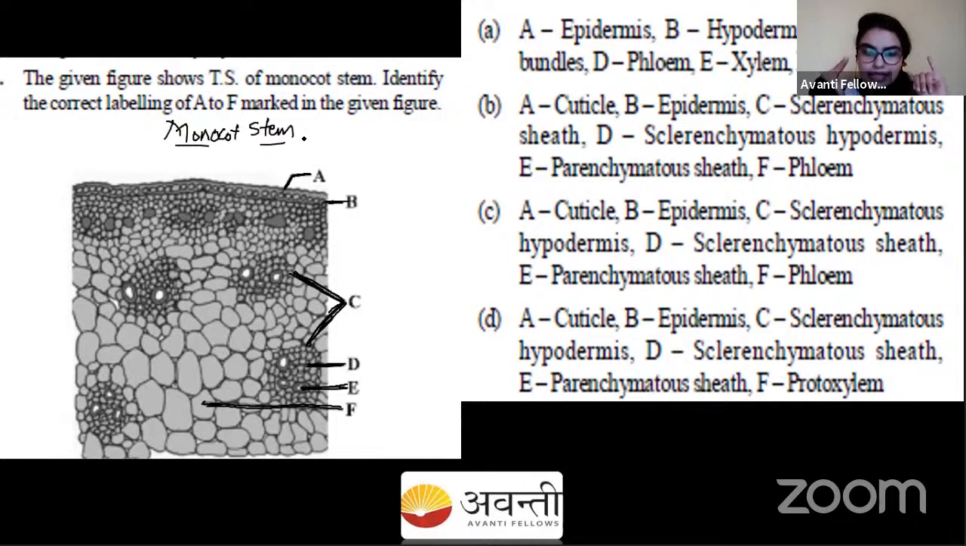Stele had pericycle, bundle cap, and then conjoint collateral open type of vascular bundle. So that was all about the dicot stem.